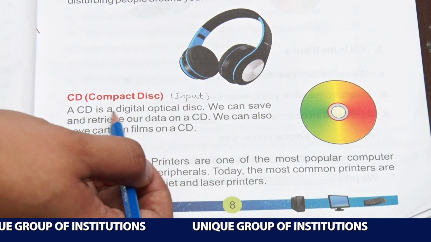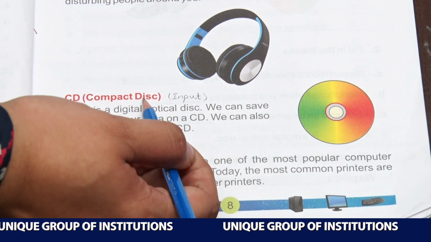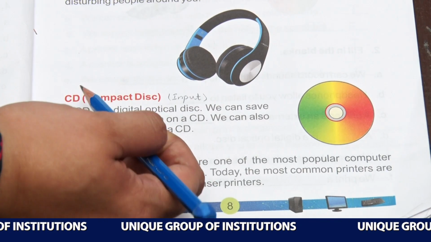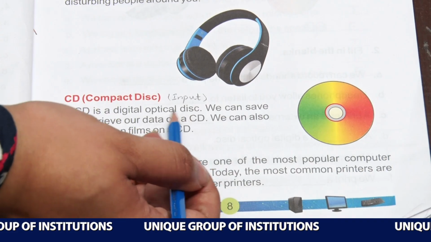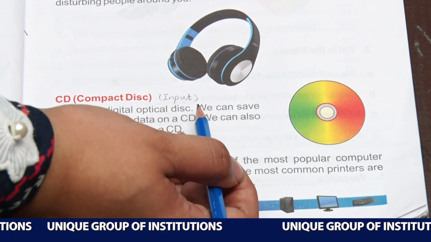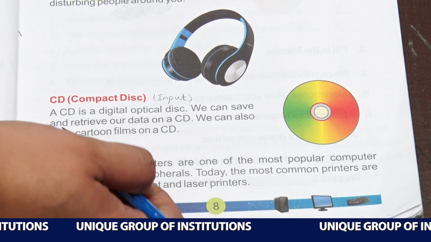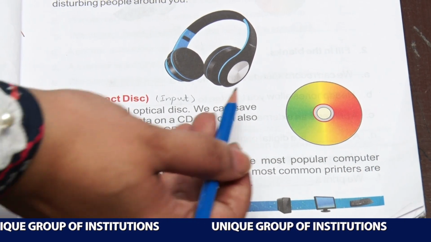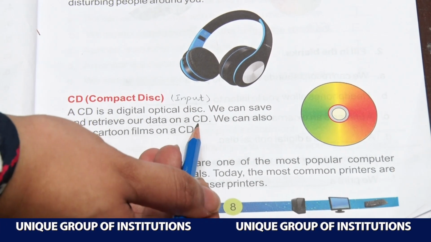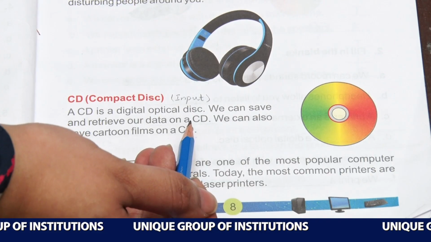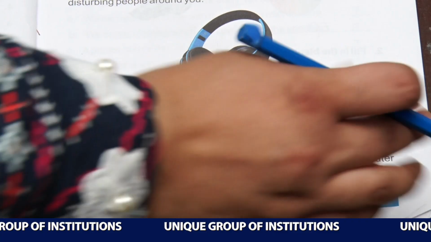A CD is a digital optical disc. This is the definition of a CD. Compact disc is its full name. We can save and retrieve our data on a CD. We can also save cartoon films on a CD. Save and retrieve means you can get your data again and again from that CD because it will be saved in that. So after knowing all these parts of the computer, let's move to the bookwork.